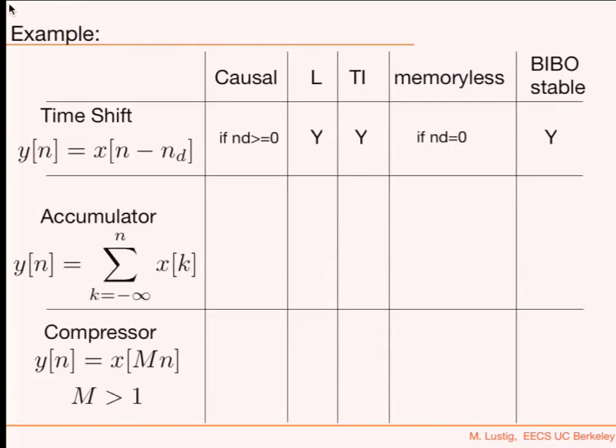Let's look at this system. This system, y of n equals x of n minus n_d. This is a time shift. Is this causal?